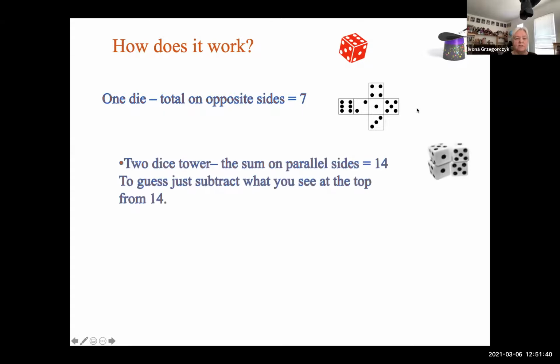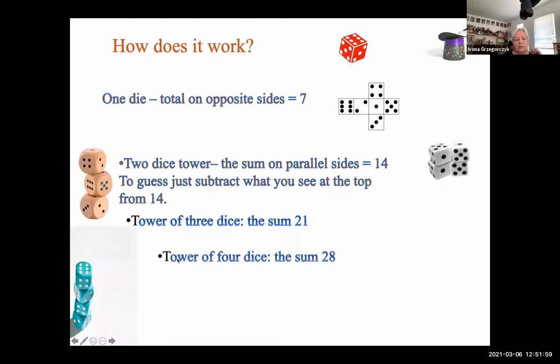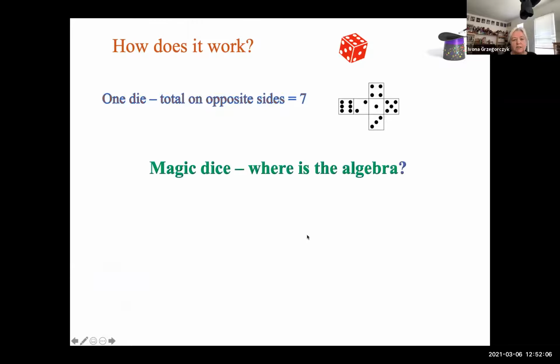So because of this, if I have a tower of 2, then everything that's parallel to the ground has to add up to 14. I'm seeing 5, so I subtract 5 from this one, right? I'm seeing 1, so I subtract 1 from 14. If I have 3 dice, then the sum is 21, right? If I have 4 dice, then the sum is 28. So I subtract what's at the top. Okay, we had fun. So where is the algebra? Well, then you ask the students to guess what will happen when you have 5.